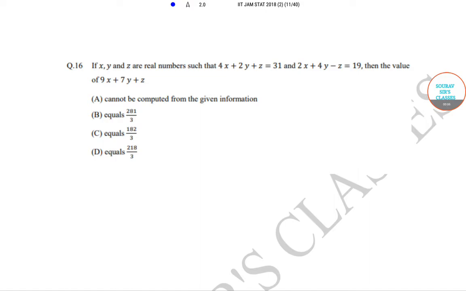Today we will be solving the IIT JAM Mathematical Statistics question paper of year 2018. Today we will be solving question number 16.